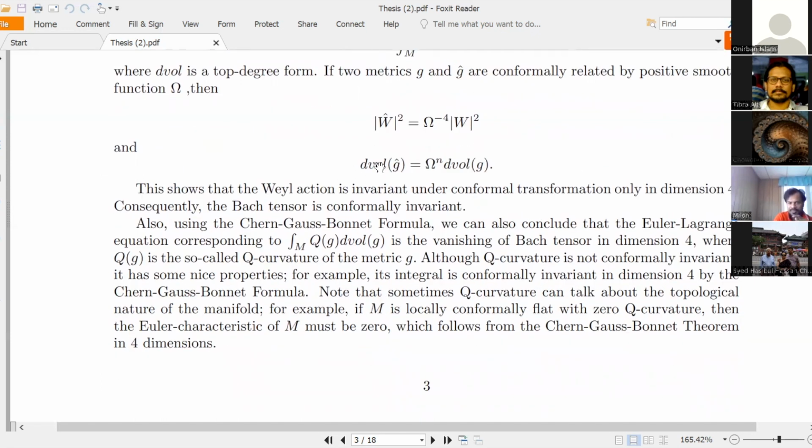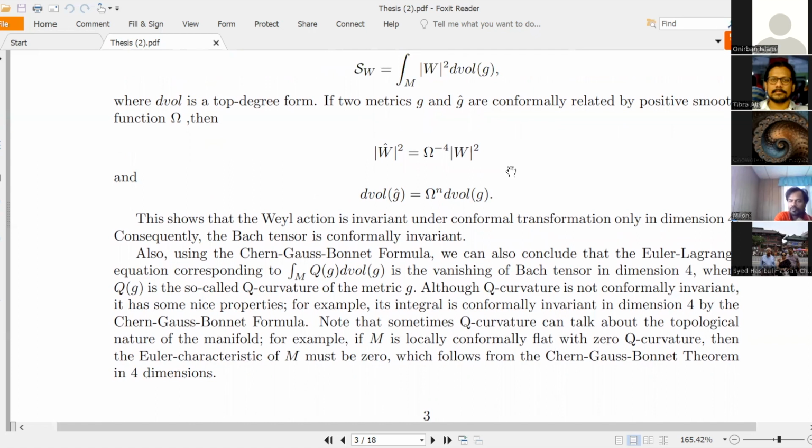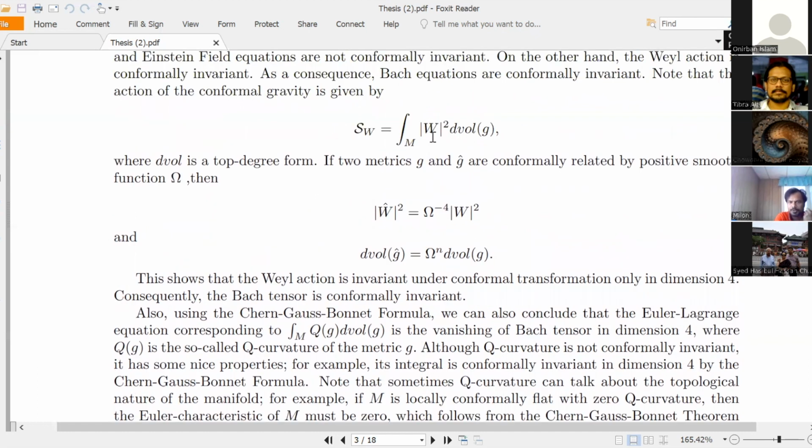And the following is the change of the volume element. The dvol is a volume element, or volume form, in n dimensions. If you plug in this information, replacing W by W hat and G by G hat, and do a little computation, you get omega to the -4 plus n times the norm of the Weyl curvature squared times the volume. And it says the action is conformally invariant if and only if n is 4. So that means this conformal invariance of the Weyl action happens only in 4 dimensions, not in other dimensions.